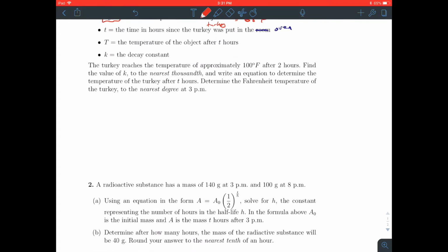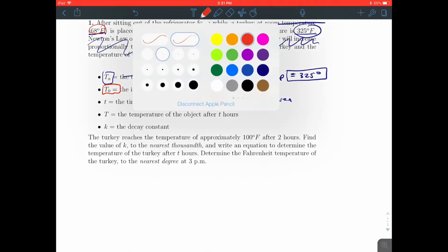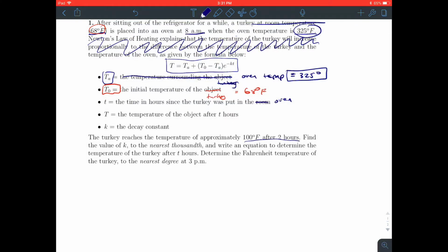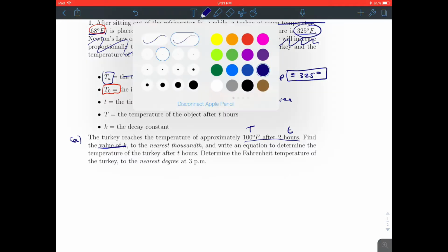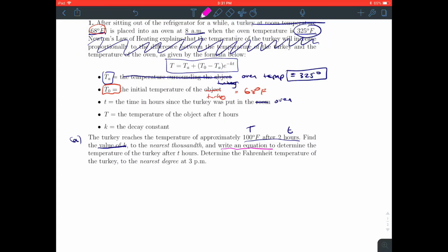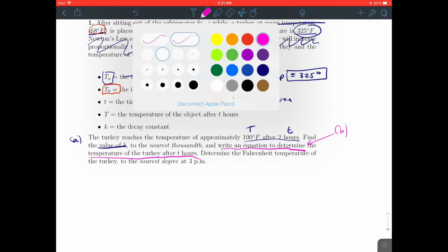The turkey reaches the temperature of approximately 100 degrees Fahrenheit. So they're actually giving some new information here. This looks like big T and little t. Find the value of k. That sounds like part A of this problem. We're going to be rounding that to the nearest thousandth. Write an equation to determine the value of the turkey after t hours. This looks like a new part to the problem, so we'll call that part B. Lastly, determine the Fahrenheit temperature of the turkey to the nearest degree at 3 p.m.